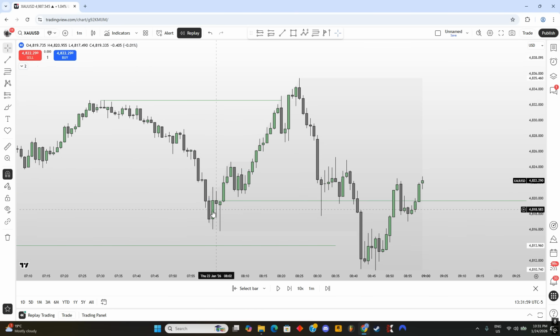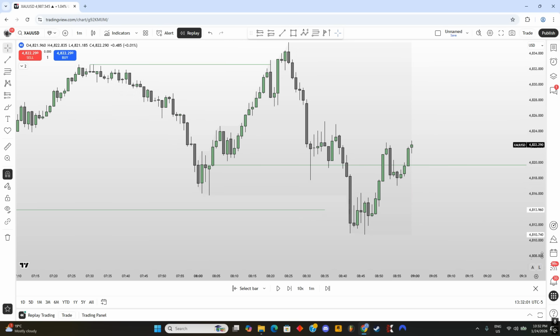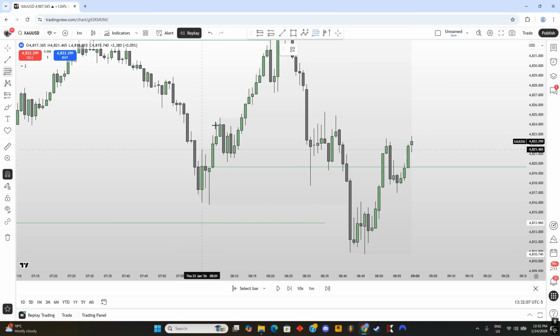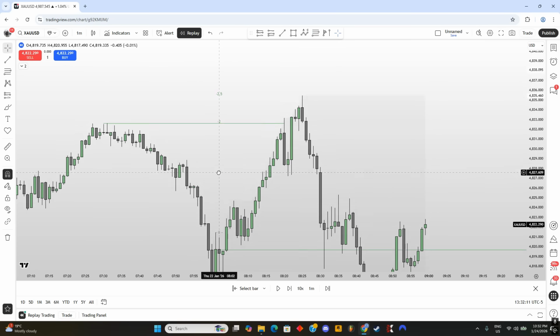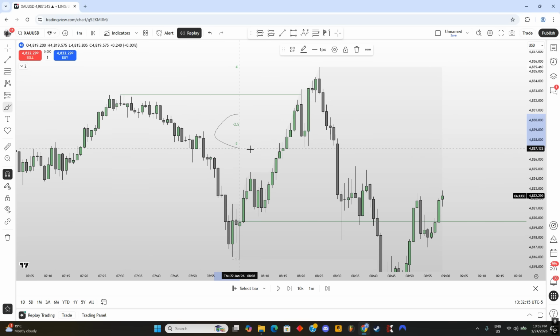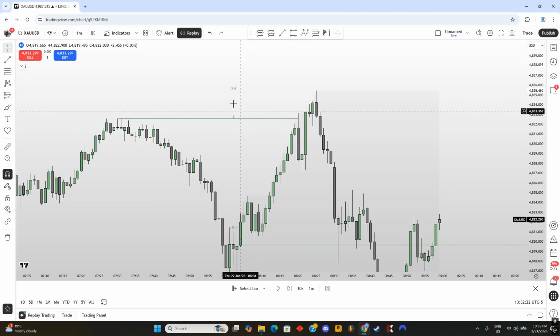So this is the open, right? And here we have a very clear market structure shift: lower low, lower high, lower low. So let's use our standard deviation projections from the last low to the last high in this example. If you use it with the body, you can see it's not perfectly aligning with this pool of liquidity, this 5-minute high. So if I use it like this, now it is aligning perfectly, okay? So you get the point, right?